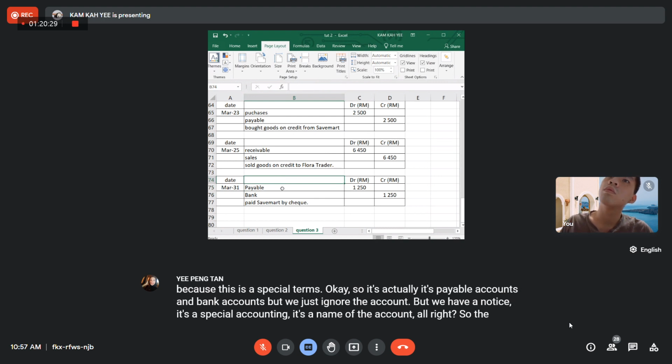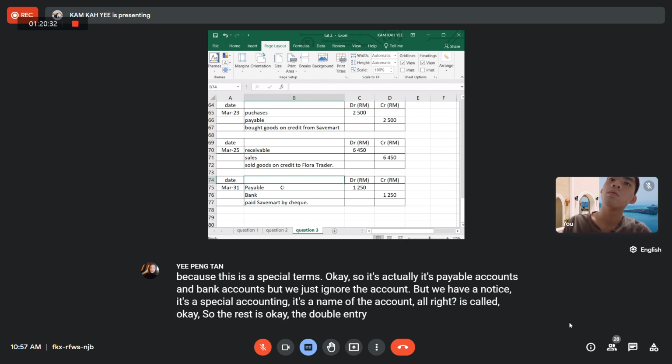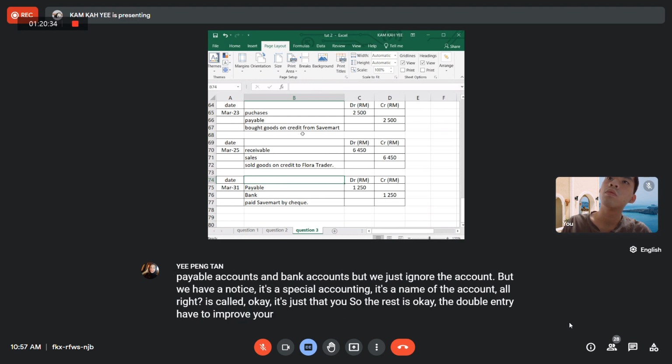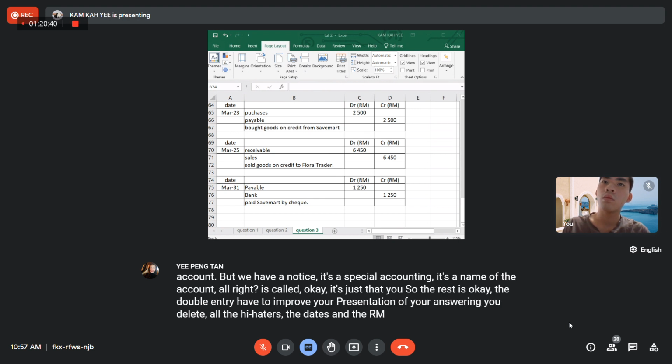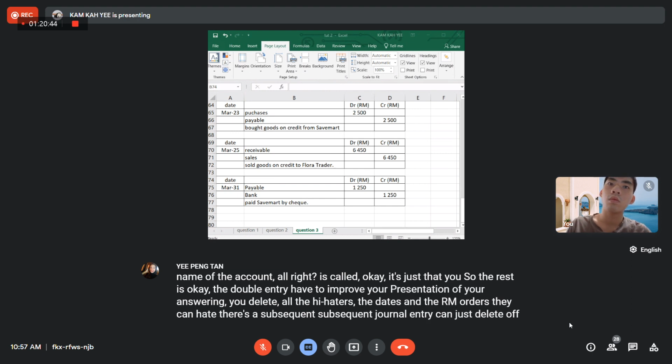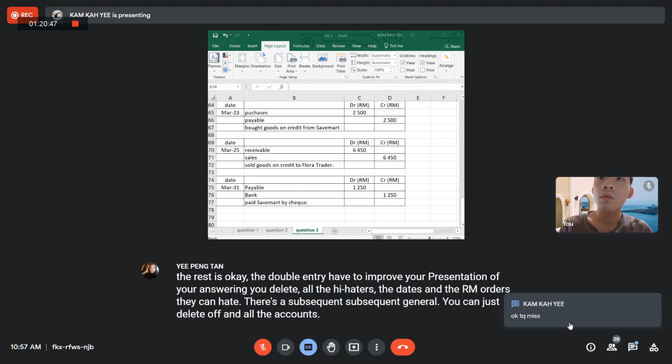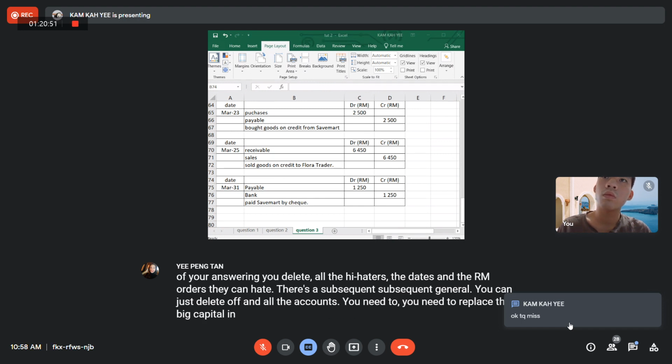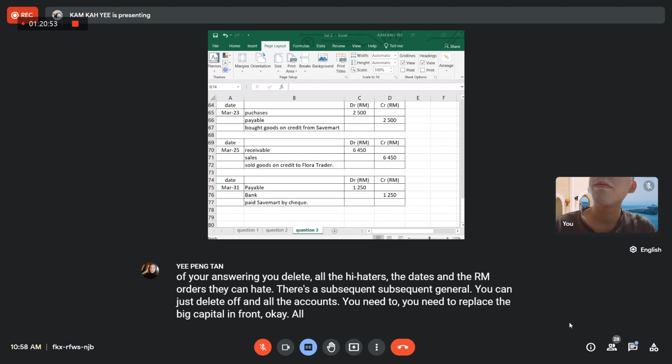All right, so the rest is okay. The double entry is okay. It's just that you have to improve the presentation of your answer only. You delete off all the headers, the dates and the RM, all this you can delete. The subsequent journal entry you can just delete off, and all the account names you need to replace with a big capital in front. Okay, all right, good.